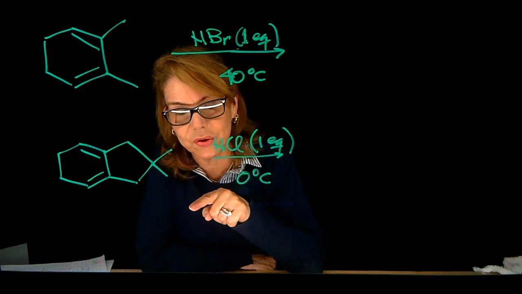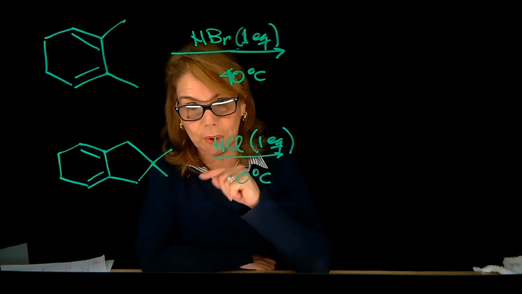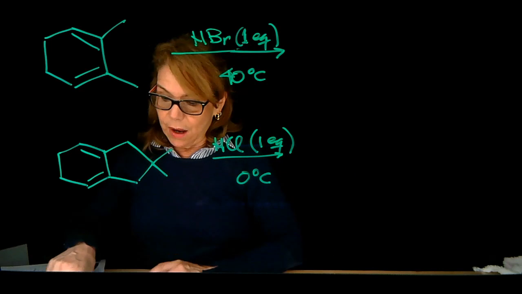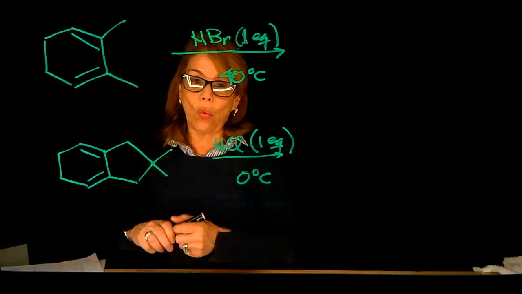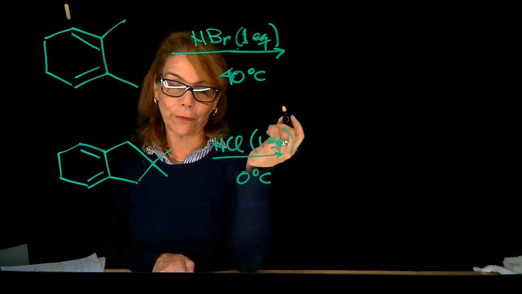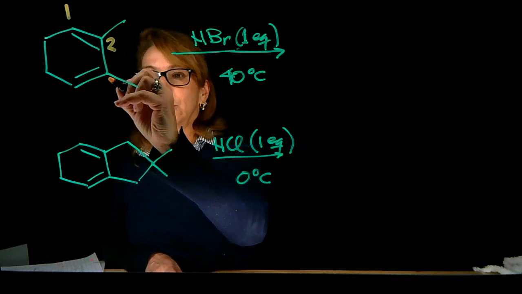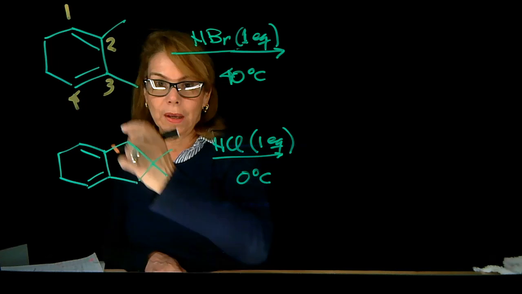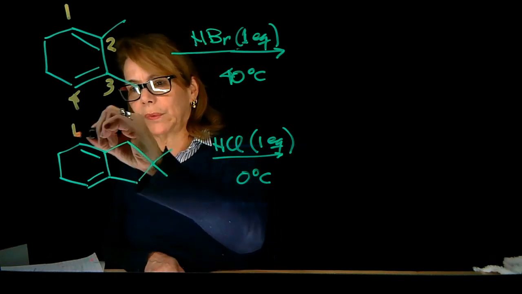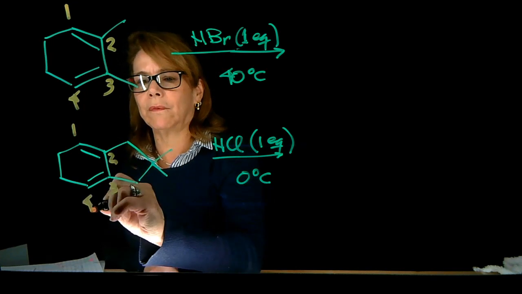We need to pay attention to that because, depending on the conditions, we're going to form one product or the other. I am referring to the pattern of substitution. Let's again identify the 4 carbons in the conjugated system, 1, 2, 3, and 4. And in the molecule below, I'm going to say 1, 2, 3, and 4.